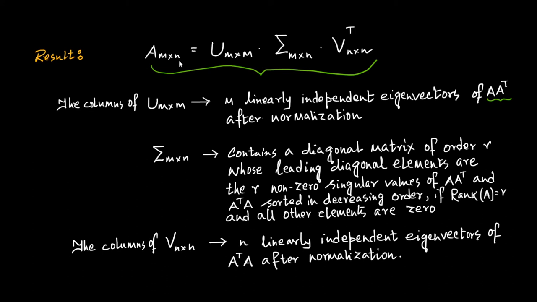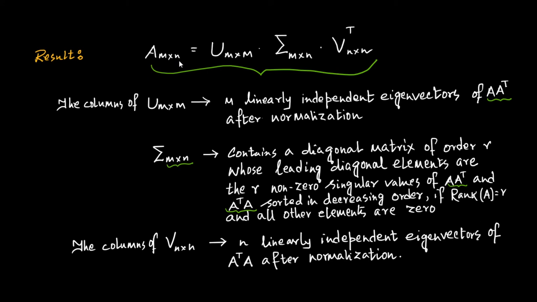A is of size m by n, and sigma is also of size m by n. Sigma will contain a diagonal matrix of order R, whose leading diagonal elements are the R non-zero singular values of A A transpose and A transpose A, sorted in decreasing order, if the rank of the matrix A is R, and all other elements of this sigma will be zero.